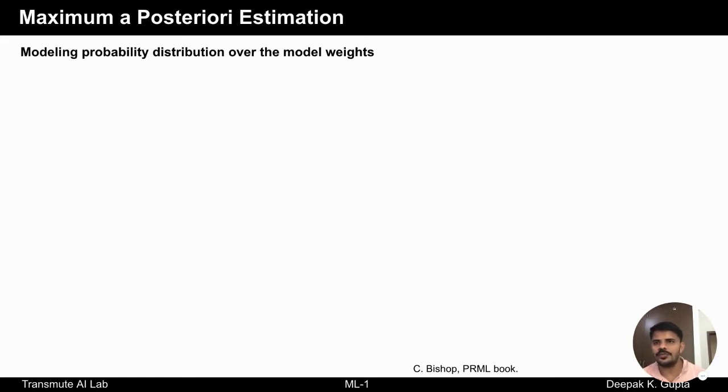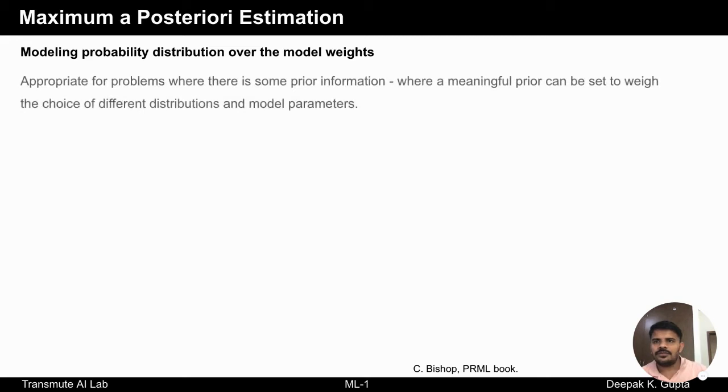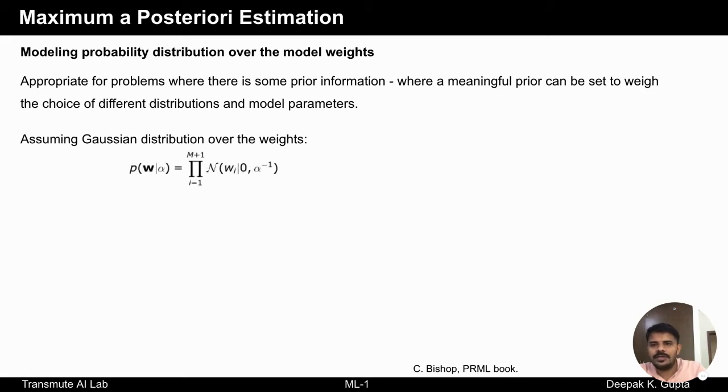If you have some prior opinion about your model parameters, you tend to incorporate it into your model. So it is appropriate for problems where there is some prior information, where a meaningful prior can be set to the weight, the choice of different distributions and model parameters. And for our problem of estimating the model parameters of the Gaussian distribution, we need to start with providing a prior. In this case, we assume the prior also to be Gaussian.